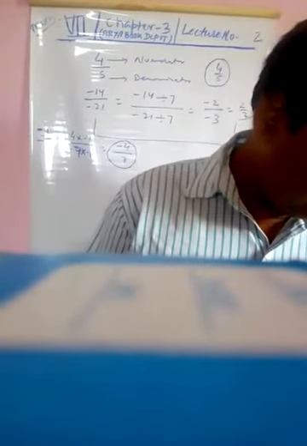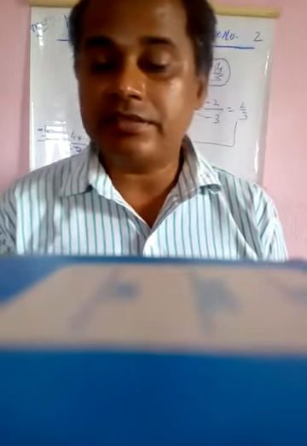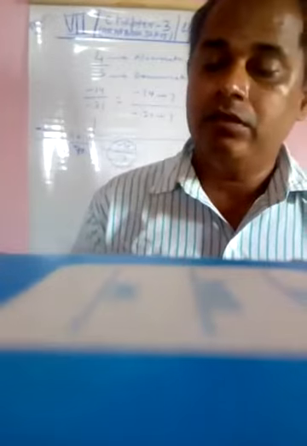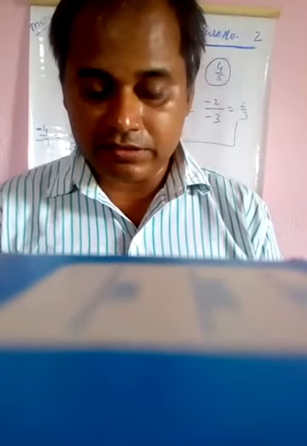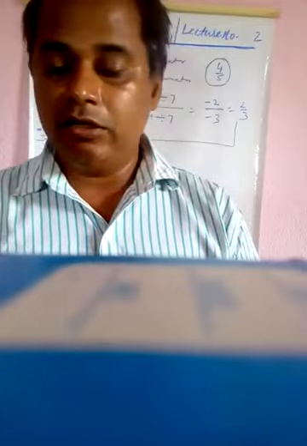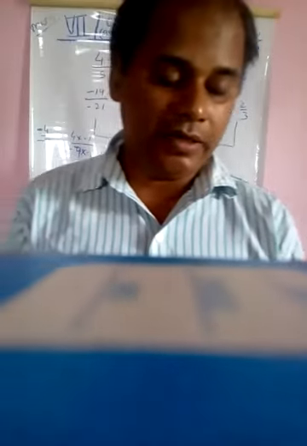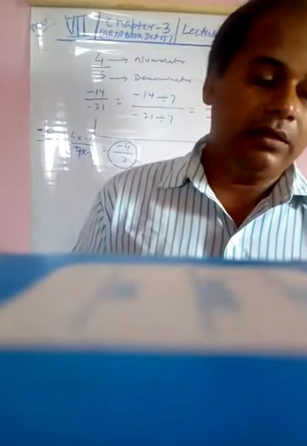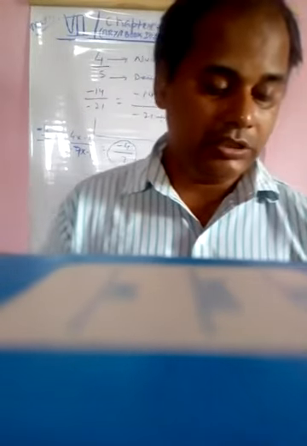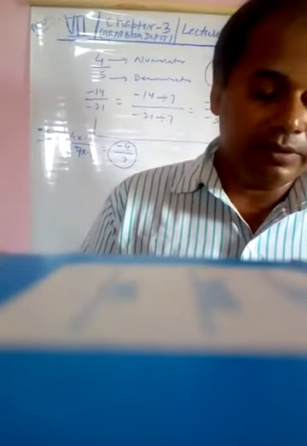Example number 5. For examples 5, 6, 7, we will use the standard form theory. That means we will divide by the HCF of both the numerator and the denominator. If the HCF of both numerator and denominator is 1, then that rational number is in standard form. So we will meet in the next video. We will start from example number 5.